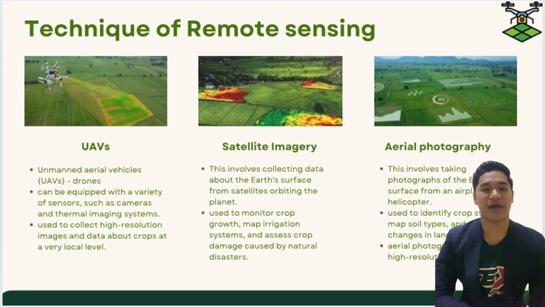Third, we have aerial photography. This involves taking photographs of the Earth's surface from an airplane or helicopter. It is used to identify crop stress, map soil types, and monitor changes in land use. Aerial photography delivers high-resolution images.